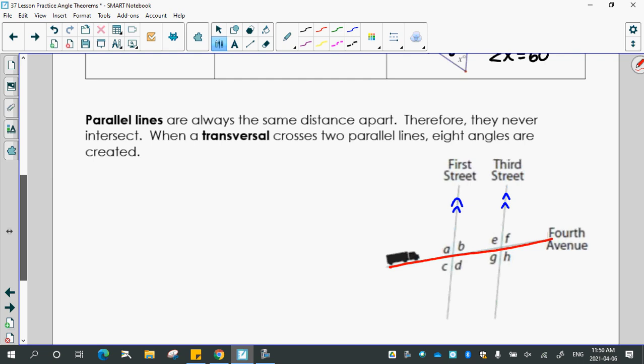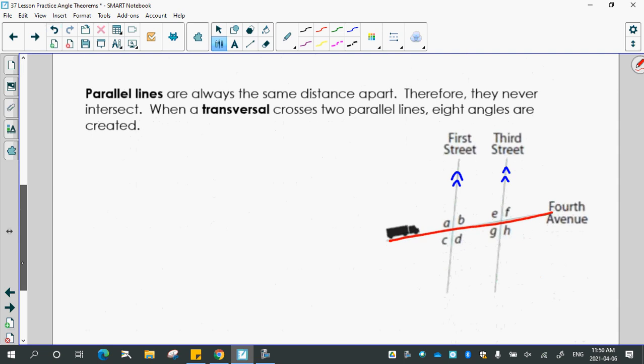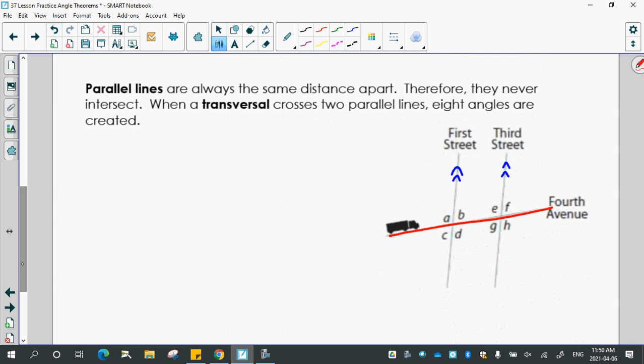But we should try to do that more straight. Very straight. There we go. This is called a transversal.